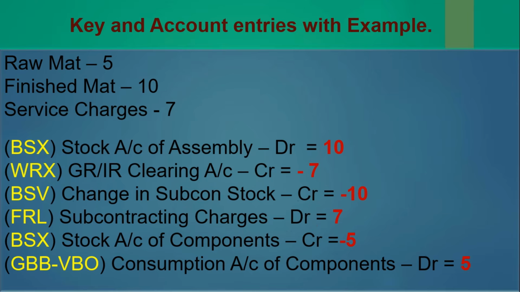So BSX, that is stock account at assembly. WRX, that is GRIR clearing account. BSV, that is change in subcontract. Then FRL is subcontracting charges. Then BSX again, these last two are relevant to the raw material: that is the stock account of components, and GBB is the consumption of those components.